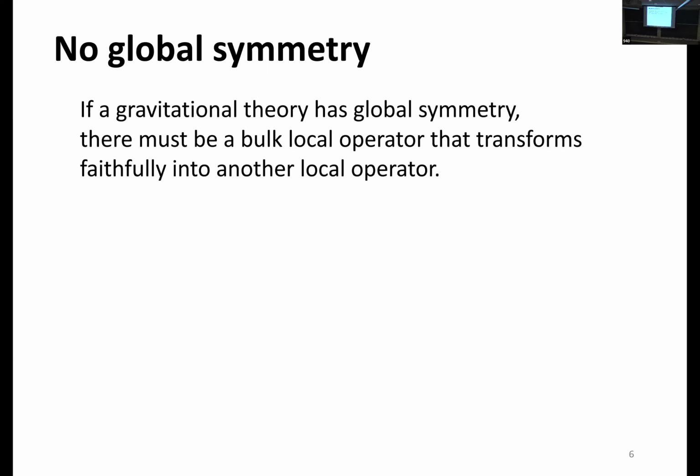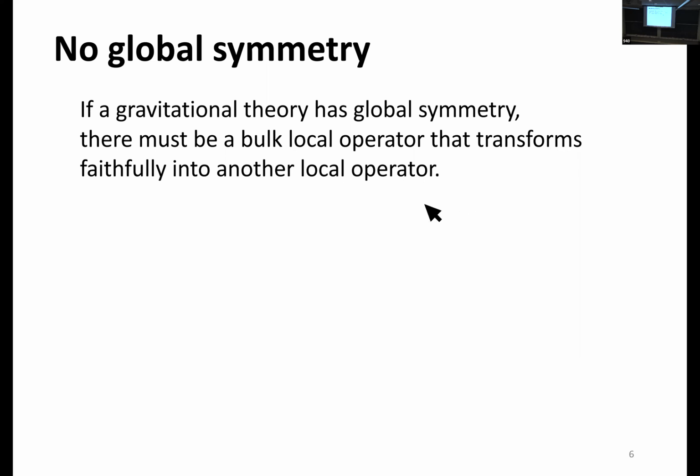Yes? Why do you get to talk about local operators in the first place? Well, to be precise, in the gravitational theory you have to gravitationally dress local operators. But in AdS, there is a well-defined prescription for defining quasi-local operators with gravitational dressing. So I'm assuming that if AdS gravity has a global symmetry, there ought to be such local operators that transform faithfully into each other.